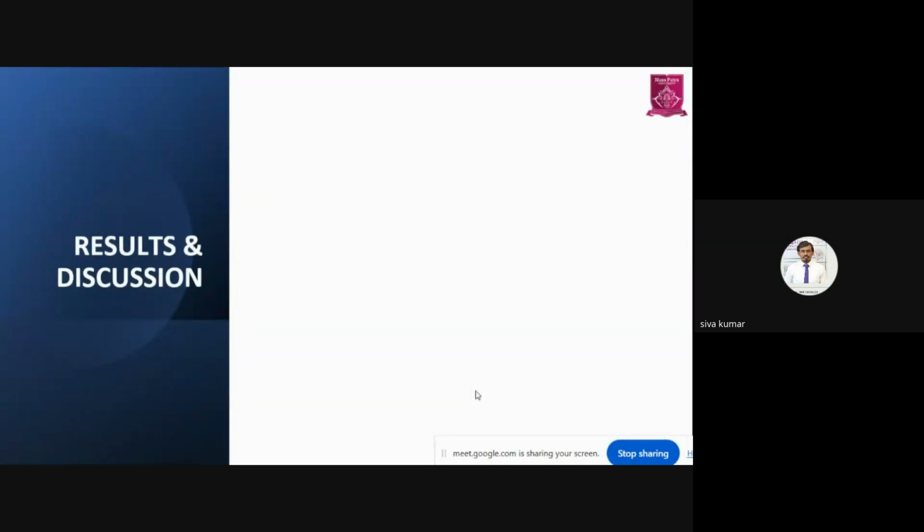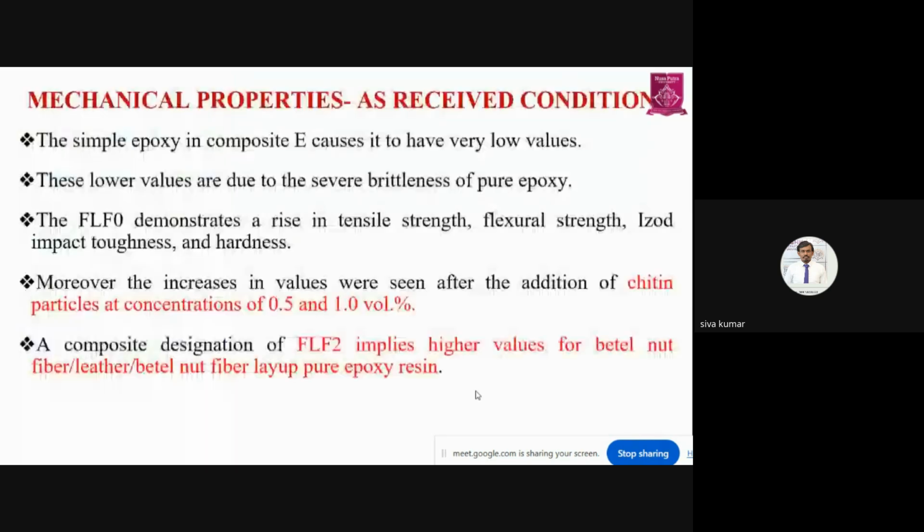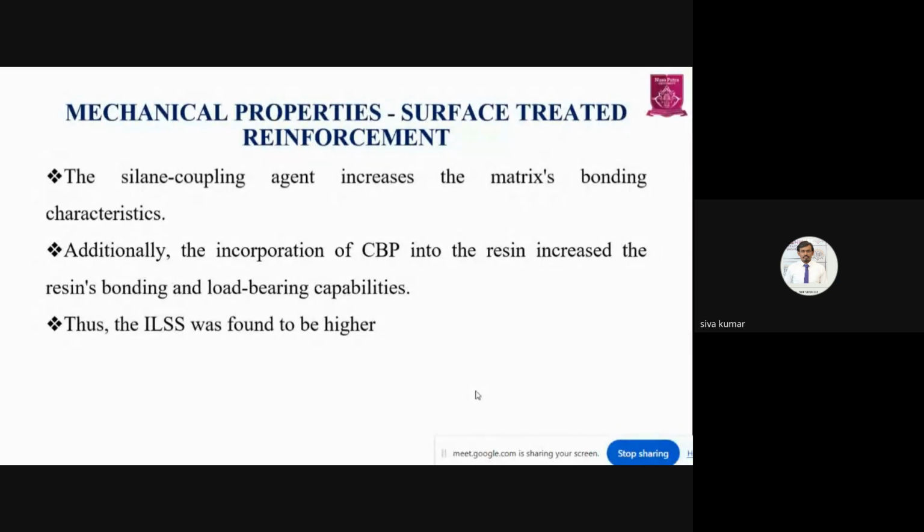So now I would like to discuss the results of my research. If you have any questions, please put them in your chat box, and I'll answer some questions. Here, I am discussing the mechanical properties.